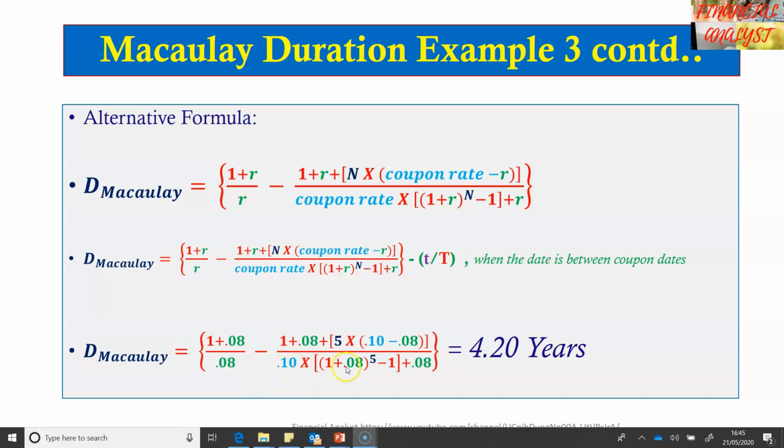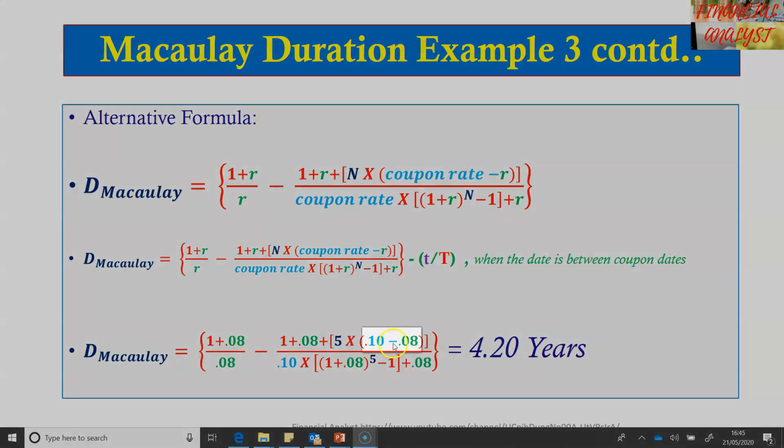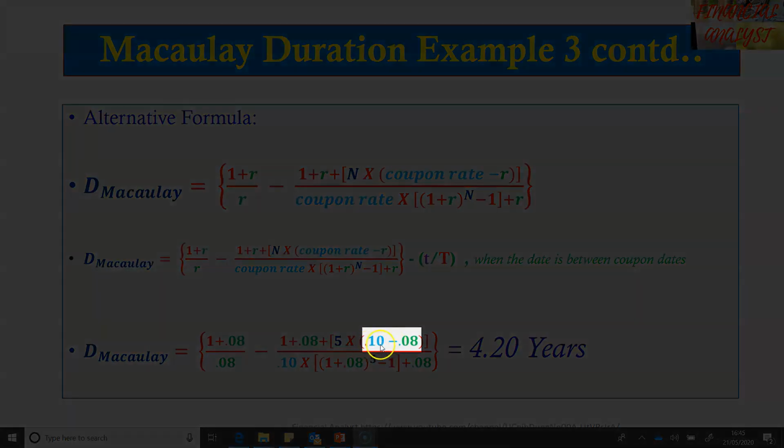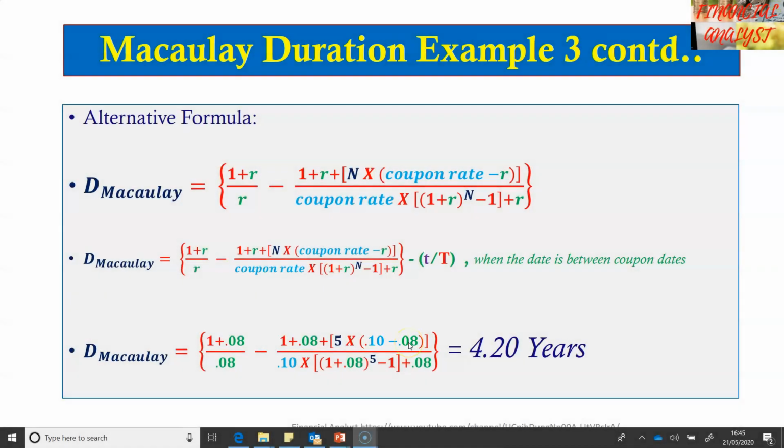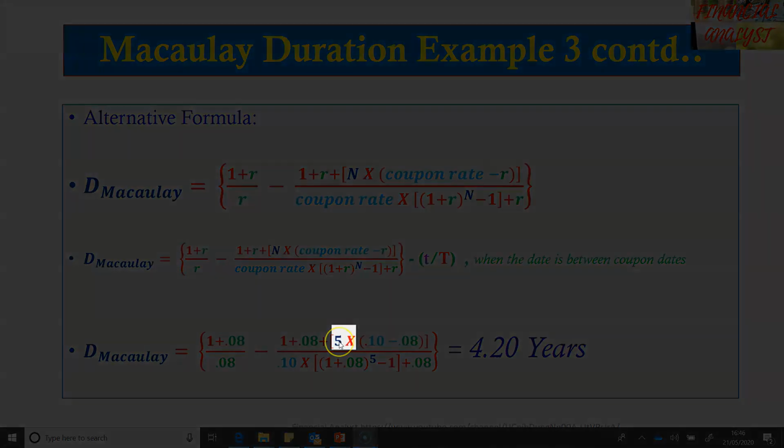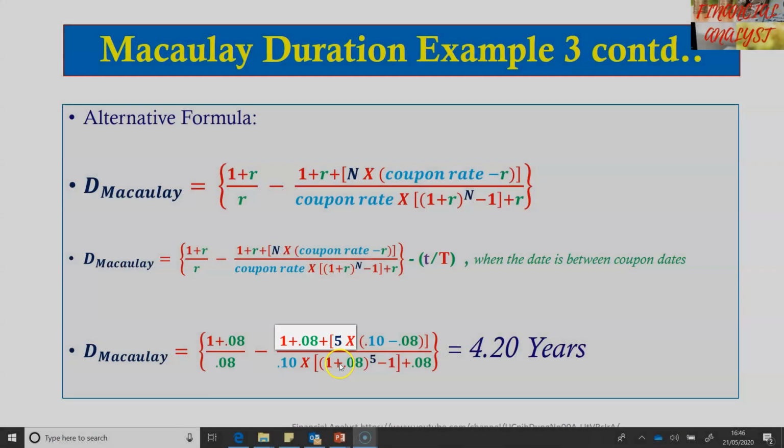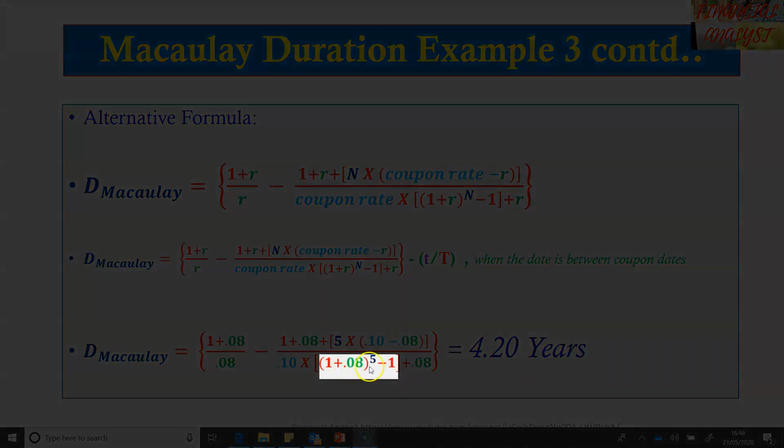Using the inputs from our example 3, we can calculate the Macaulay duration using the formula, and this is exactly equal to 4.2 years. Keep in mind that when you are solving this formula, you follow the order. So first, the difference between 10% and 8% will be calculated, which will be multiplied into 5, and then it will be added to 1.08 here. Similarly here, first you will solve these terms in the brackets, then multiply it to 10% and then add 8%.